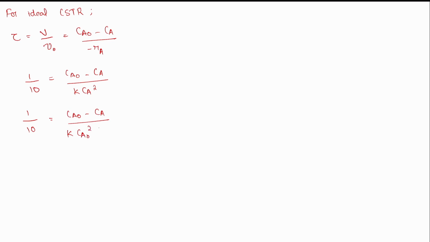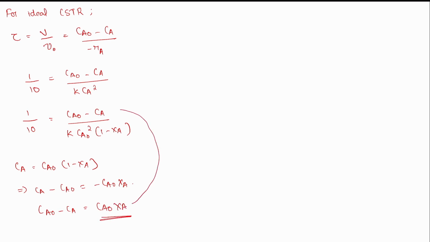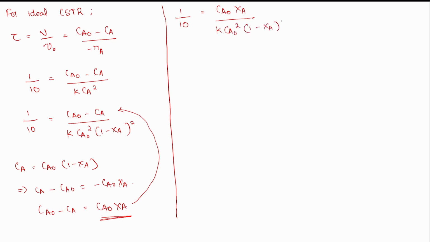We can write K Ca square as K Ca0 square into 1 minus Xa the whole square. So we can write Ca is equal to Ca0 into 1 minus Xa, and by rearranging this equation we can write Ca0 minus Ca is equal to Ca0 Xa. So just substitute this here. 1 by 10 is equal to Ca0 Xa by K Ca0 square into 1 minus Xa the whole square.